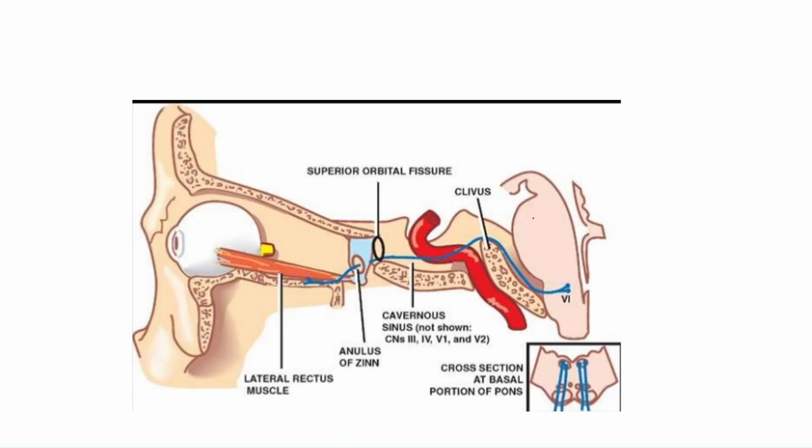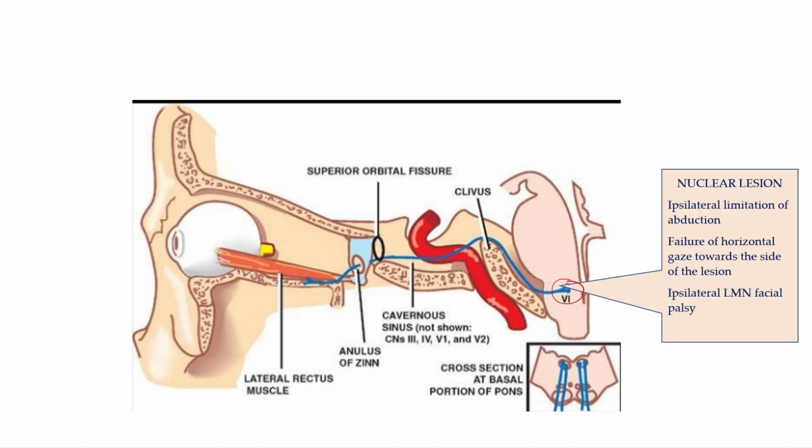So let's have a look at its location in the brain. So here is the nucleus starting from the pontomedullary junction. So a lesion at the nuclear level can give rise to an ipsilateral limitation of abduction. Also remember, it's very closely related to something known as the parapontine reticular formation, PPRF. So this is responsible for gaze because it is receiving impulses from the motor cortex, which is asking both the eyes to look in one particular direction.